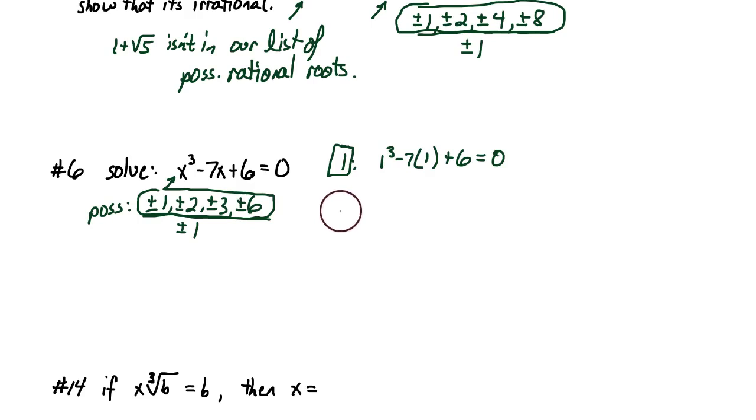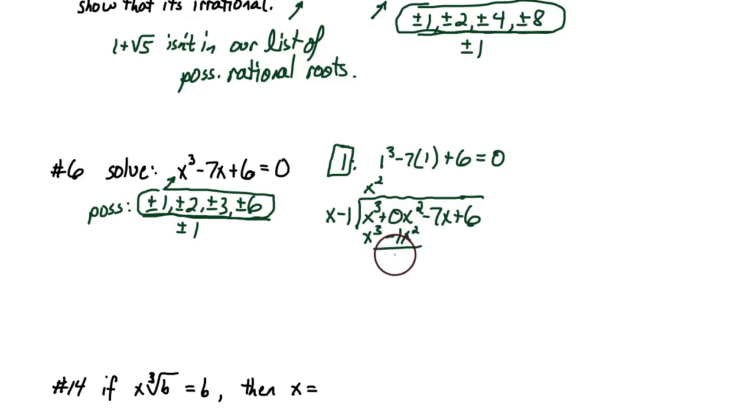If 1 is a root, then that means that this polynomial divides by x minus 1. Let's use long division and divide an x minus 1 into the original polynomial, x cubed plus 0x squared minus 7x plus 6. Hopefully you recall long division from an earlier chapter. X times x squared makes x cubed, and x squared times negative 1 is negative 1x squared. 0 subtract negative 1 makes 1x squared, and then bring down the negative 7x.